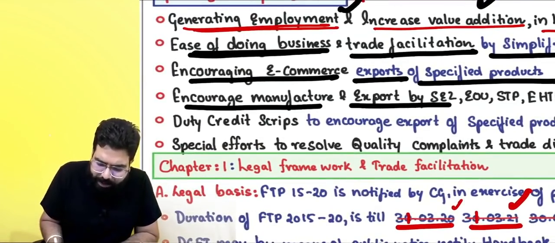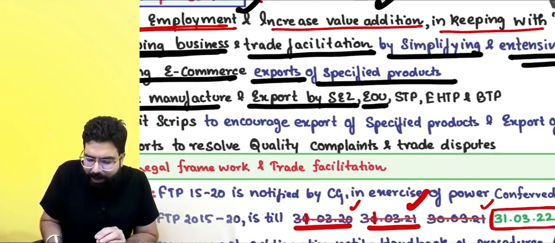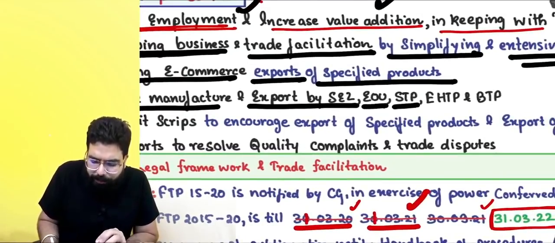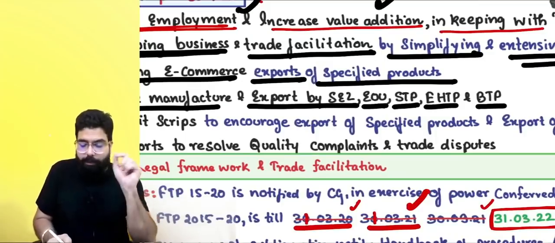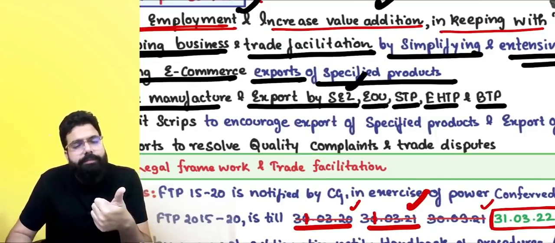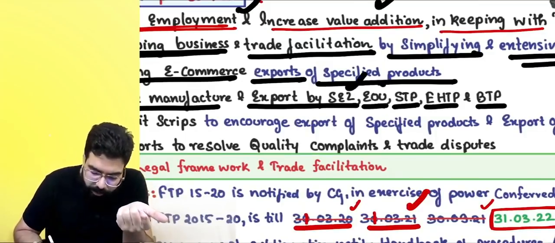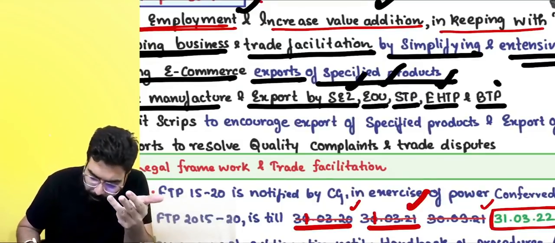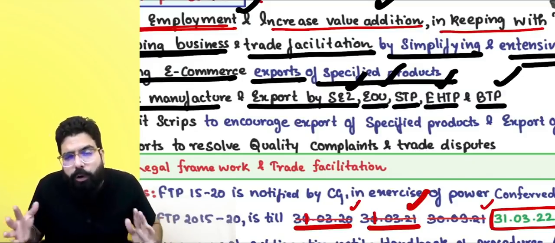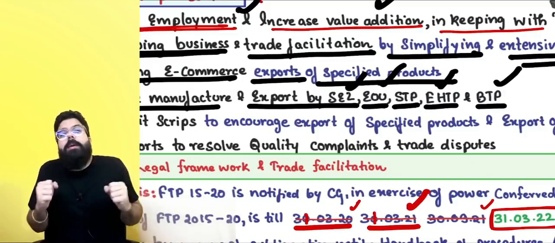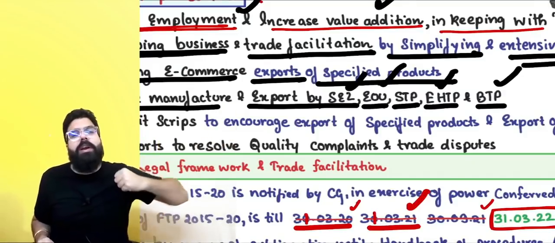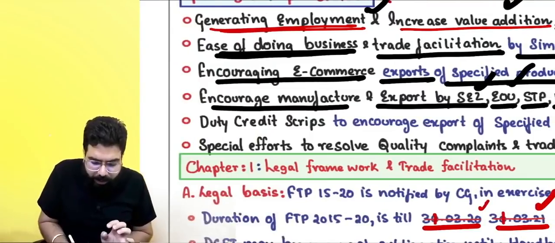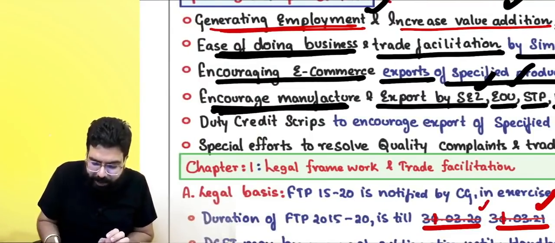Encourage manufacture and export by SEZ, export oriented unit, STP, EHTP and BTP. Everyone, SEZ, Special Economic Zone; sir, Export Oriented Unit, Electronic Hardware Technology Park, Biotechnology Park. They support these people because they are the main people who will export and get foreign currency. So they tell, we will encourage you to manufacture and export.